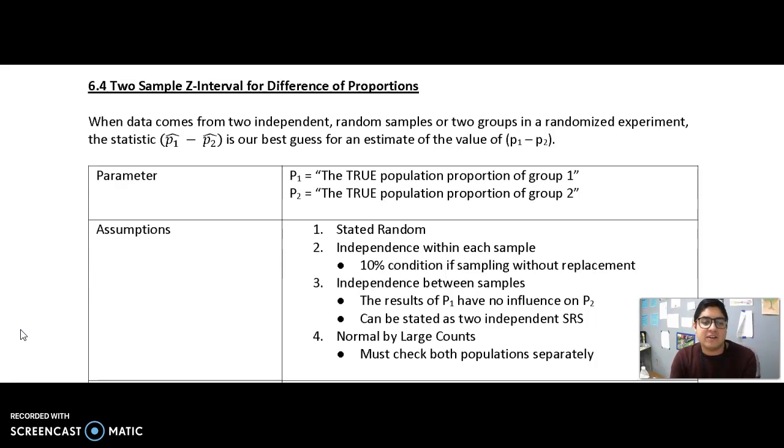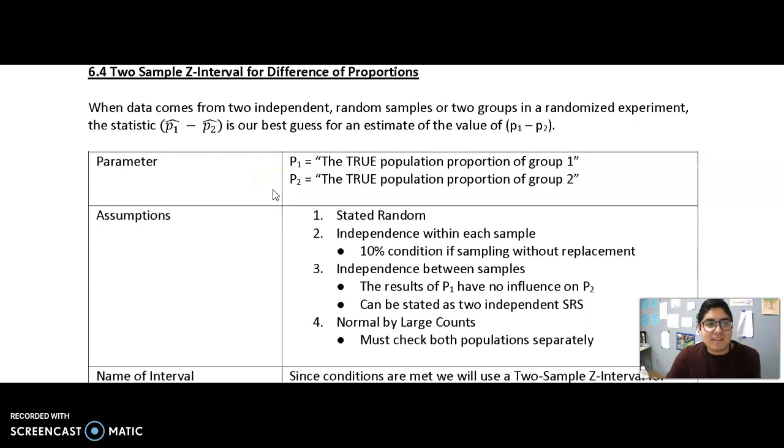And we can see here that when data comes from two independent random samples, from either random samples or a randomized group, we're going to use the statistic p hat 1 minus p hat 2. And this will be our best guess for the estimates of P1 minus P2. Now, we're still going to use the PANIC model, and we're still going to use state, plan, do, conclude. And so we start with the parameter, which we're going to look at. P1 is the true population proportion of group 1, P2, the true population proportion of group 2.